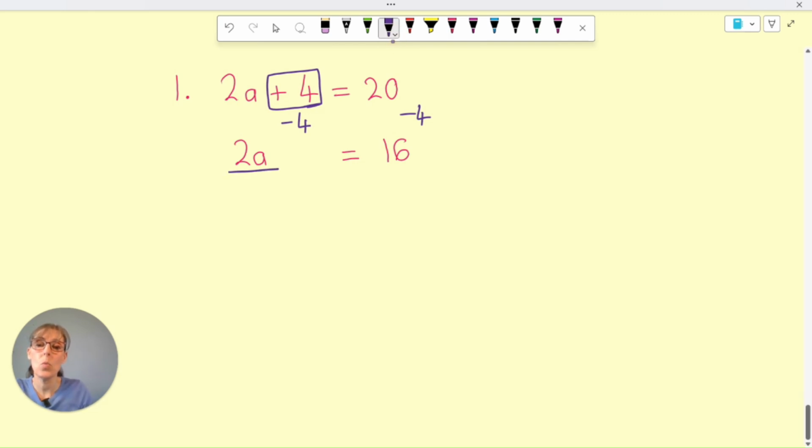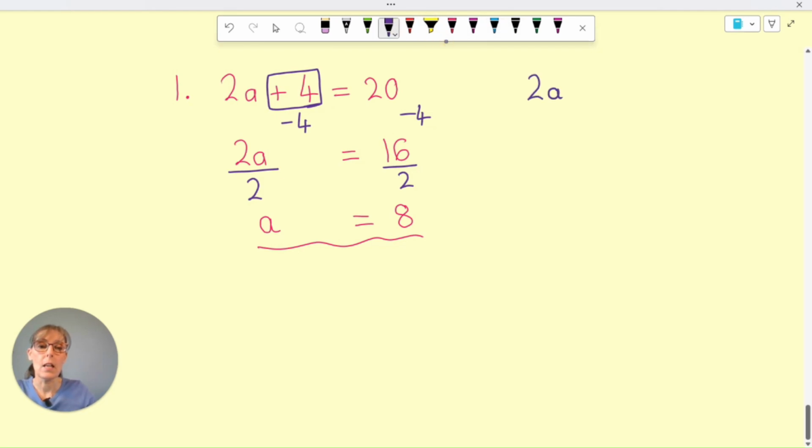We've got to make this into 1. What can I divide 2a by to make a 1? How do I make 2 into 1? Divide by itself, we divide by 2. Because it's an equation, what we do to one side, we've got to do to the other. So now we've got 2a divided by 2. 2 divided by 2 is 1, which leaves us with a. And 16 divided by 2, how many 2's fit into 16? 8. That's it.